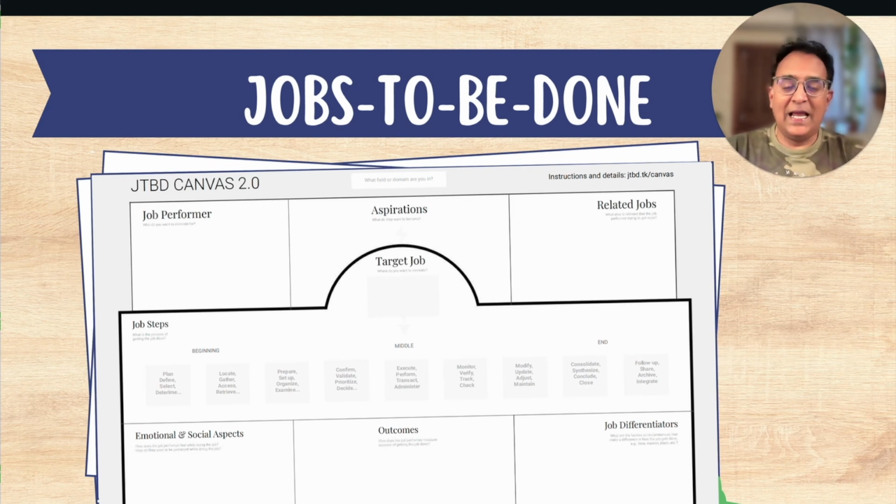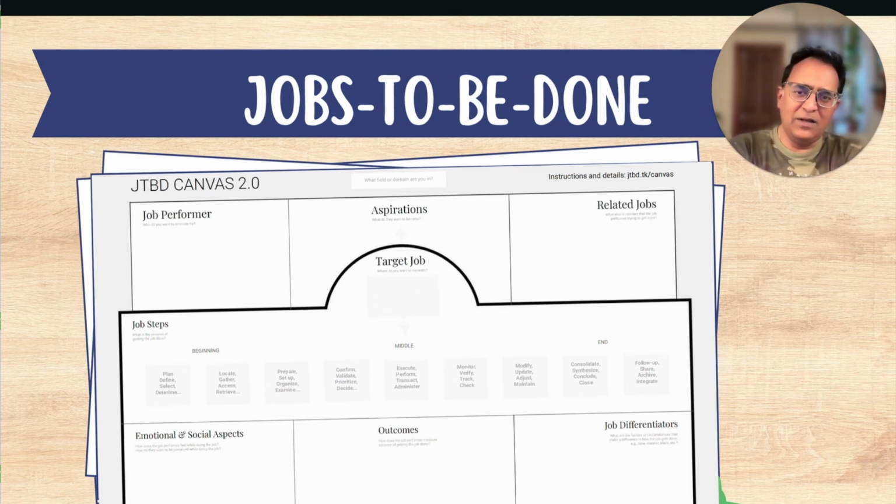Jobs to be done canvas. I don't know how many of you have heard of it, but this has been existing for quite some time, and I really like the approach they take. It's similar to the value proposition canvas, but they have a different approach altogether.